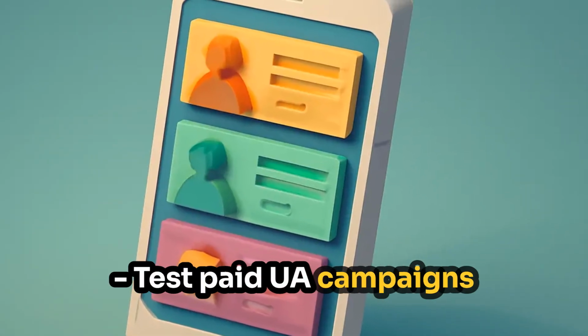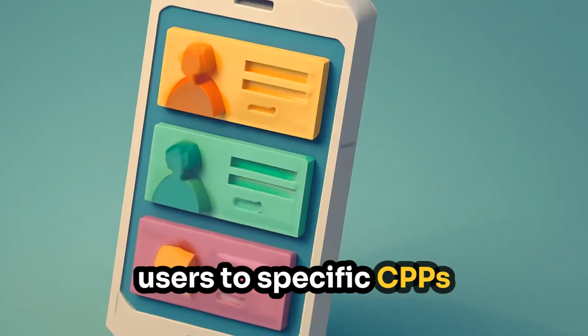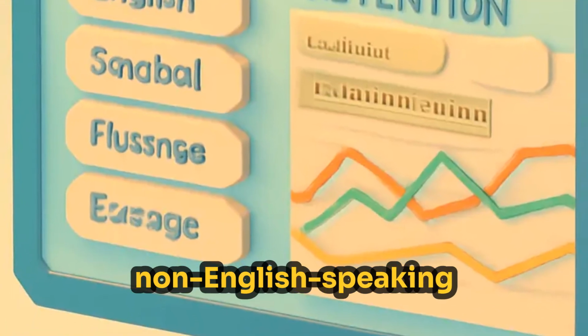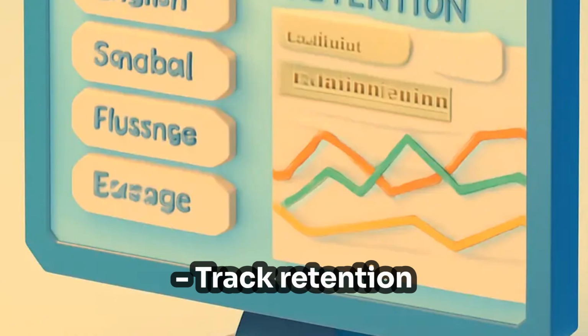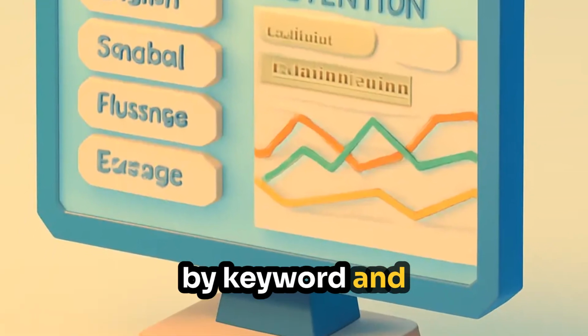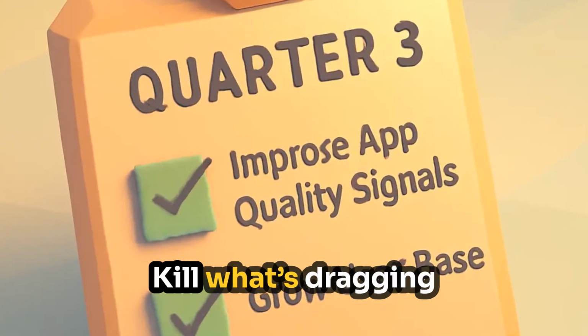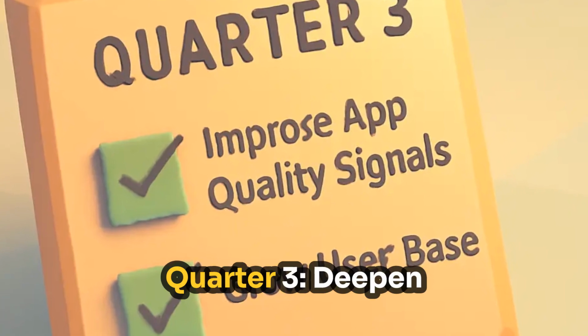Test paid UA campaigns that drive quality users to specific CPPs. Start localizing metadata for top non-English speaking markets. Track retention by keyword and create a variant. Mindset: double down on winners. Kill what's dragging performance.